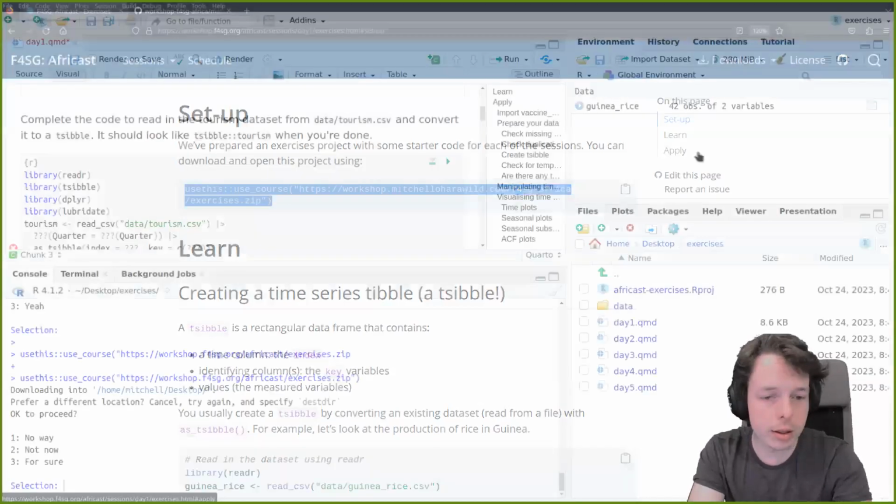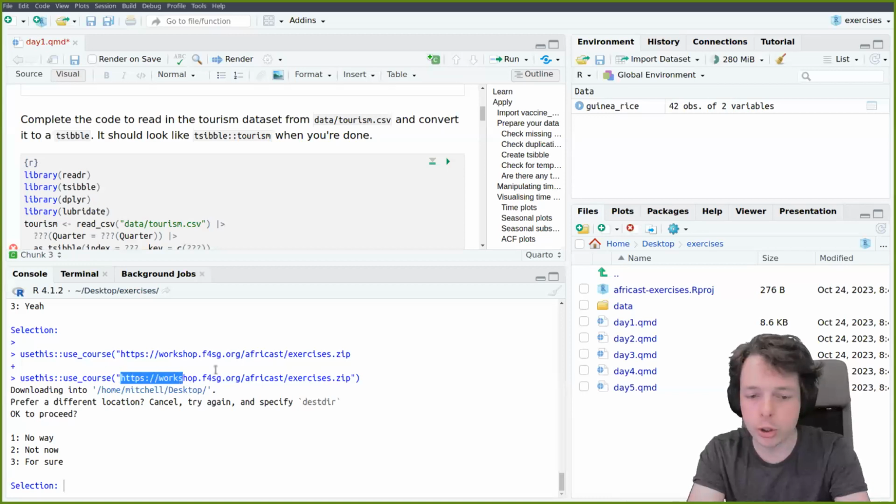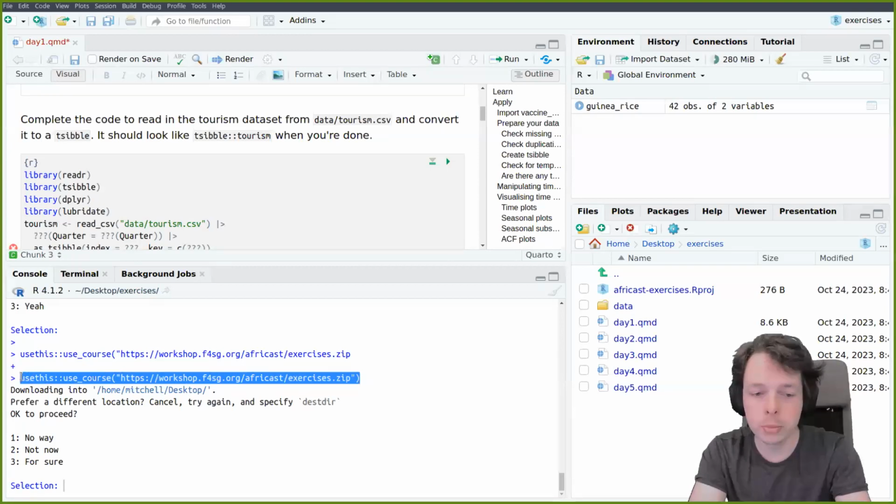But the correct link is workshop.f4sg.org/AFRICAST. So I'll put this in the chat of Zoom again for you. So if you don't have all 5 days of exercises, try downloading the course again from this link in the chat.